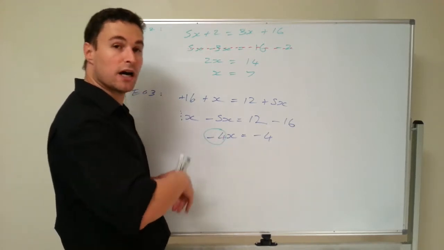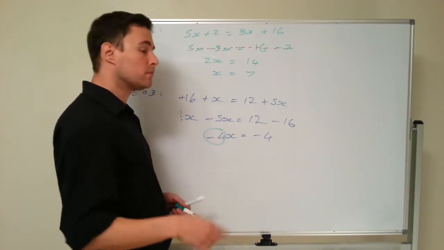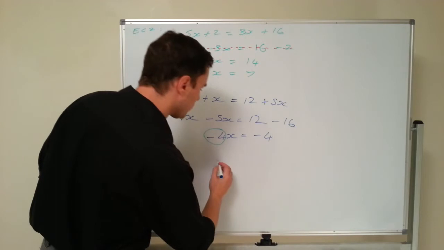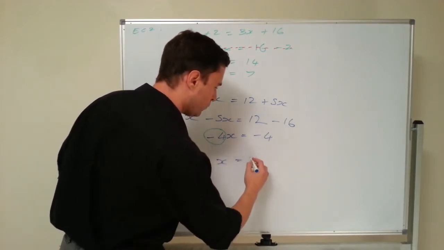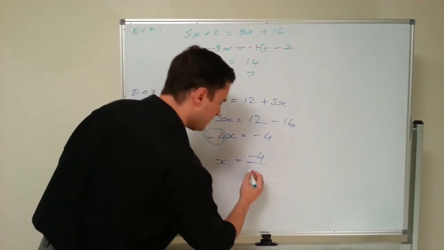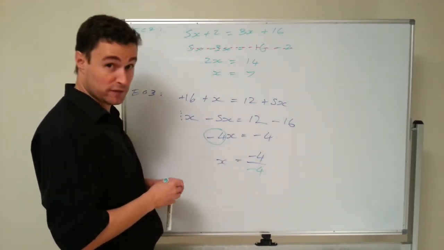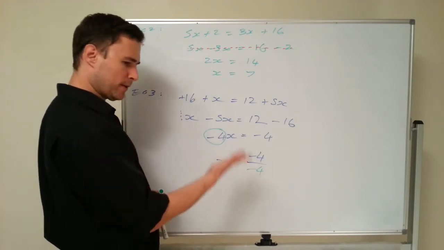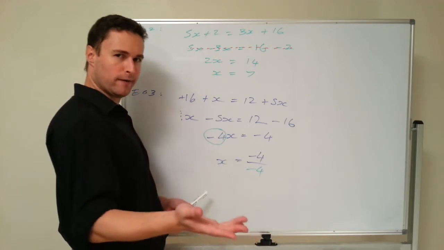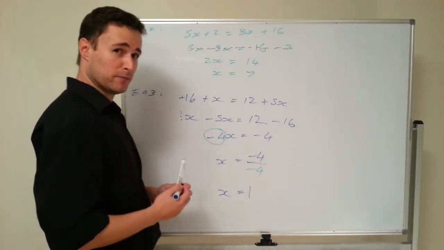So what's the opposite of times by negative 4? Divide by negative 4, not divide by positive 4. The opposite operation is divide by the same thing. So I've got x equals negative 4, that one on top, divided by negative 4. That's it. Negative 4 divided by negative 4: a negative divided by a negative is a positive, 4 divided by 4 is 1. So x equals 1.